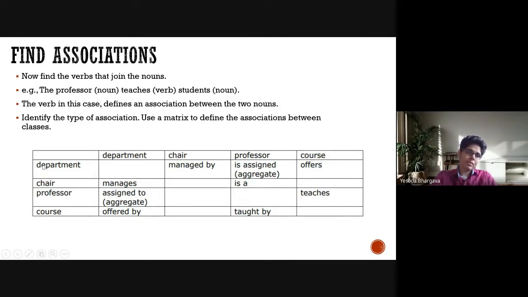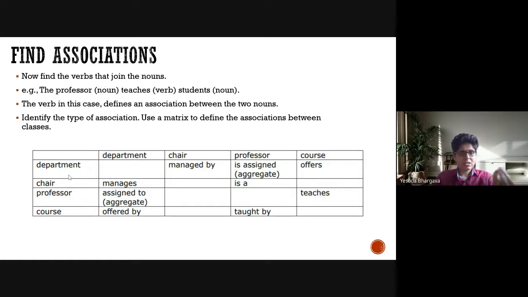So for example, a department is managed by a chair. A department is assigned a professor. Do not look at this bracket, aggregate. We can come to this later. But at the first level, the association. Using this way, you are trying to qualify the nature of the association between different classes.